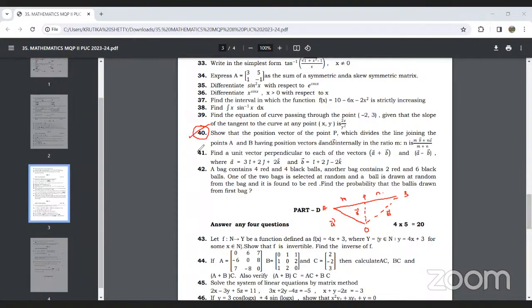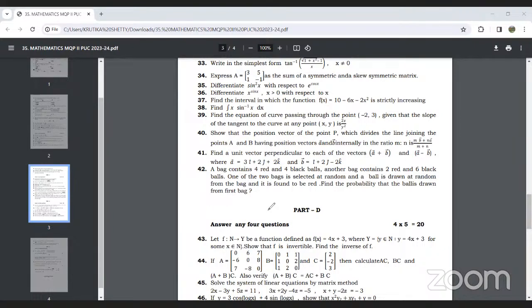Okay, next, question number 41. I think this example also we have discussed. Now find the unit vector perpendicular to each of the vectors a plus b and a minus b, where a is 3 i cap plus 2 j cap plus 2 k cap, and b is i cap plus 2 j cap minus 2 k cap. So see here what we can do.